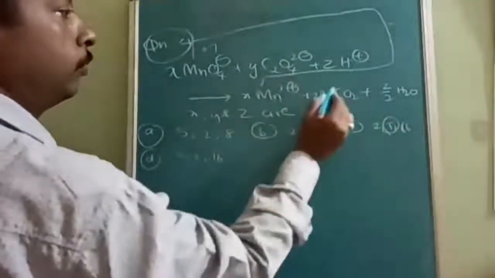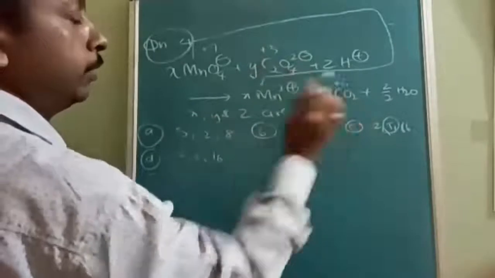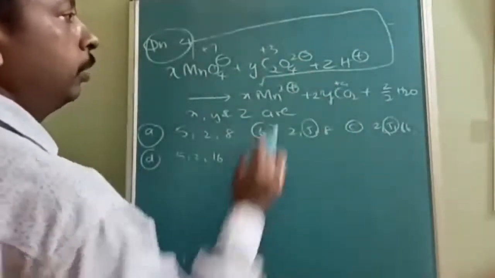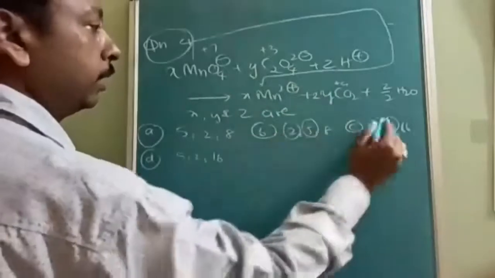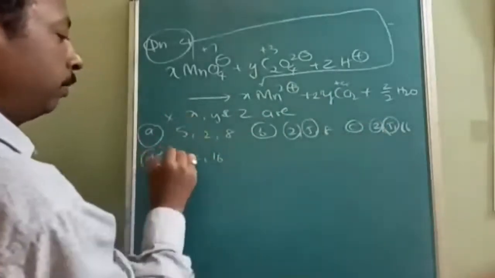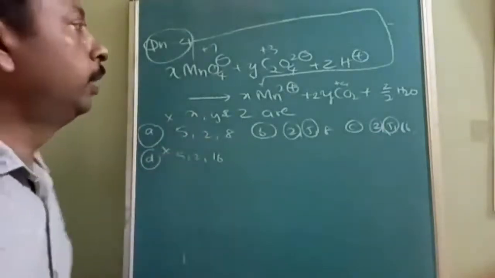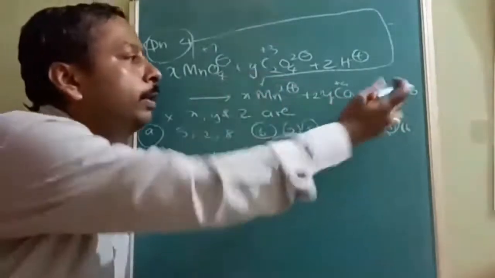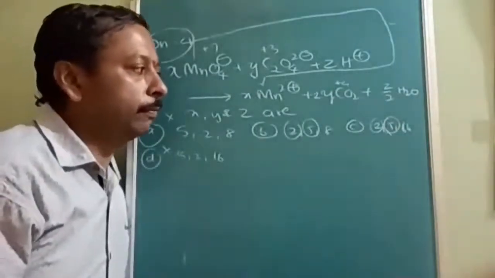And C2O4 changes here from +3 to +4. So the change in oxidation number is how much? 2. Sorry, 1 in each carbon into 2, so 2. That means this and this is correct. This cannot be, and this also cannot be. Now, the only thing is when you write all of them, very simple, you will get almost the water atomic factor.